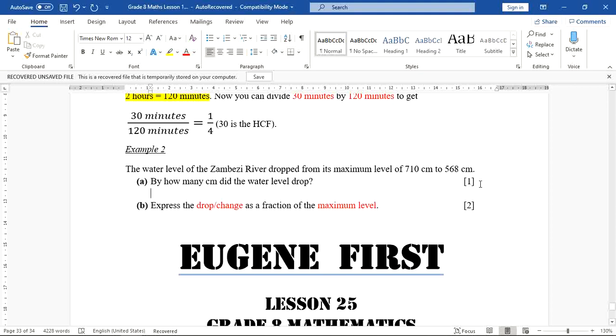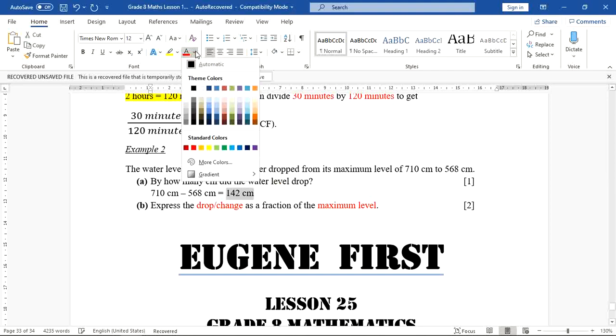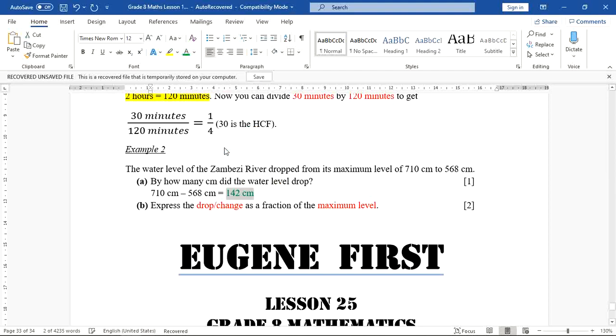So you say 710 centimeters, take away 568 centimeters, we should get 142 centimeters. So from this maximum height or level to this new height. Okay, so this is the answer for part A. Let's go to part B.